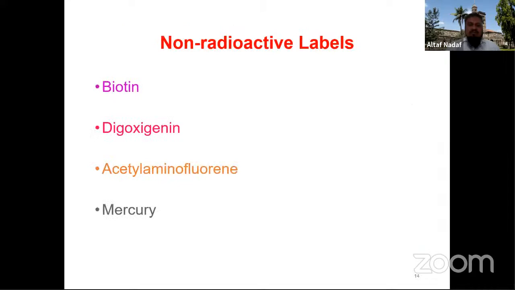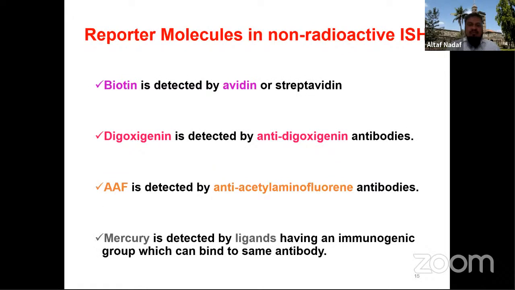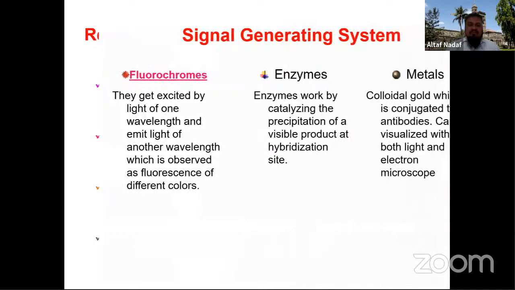Now, because of the complications in using radioactive labels, non-radioactive labels are widely used or preferred. Some examples of non-radioactive labels are biotin, deoxygenin, acetylaminofluorine, and mercury. Then some of the reporter molecules that are used here: avidin or streptavidin is used to detect biotin. Deoxygenin can be detected by anti-deoxygenin antibodies. AF is detected by anti-acetylaminofluorine antibodies, and mercury is detected by ligands having an immunogenic group which can bind to the same antibody.